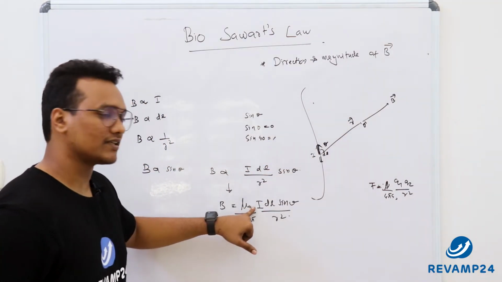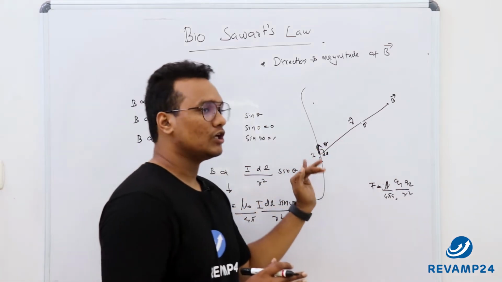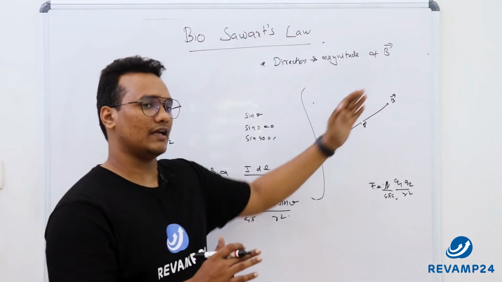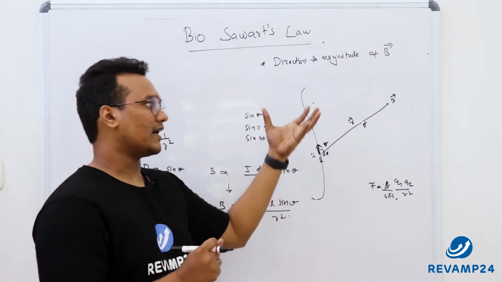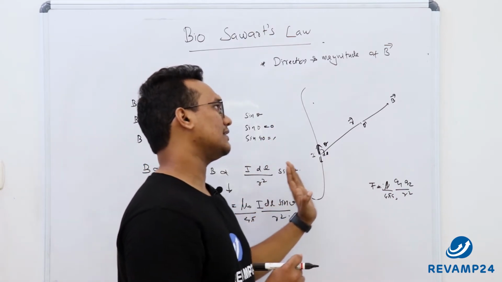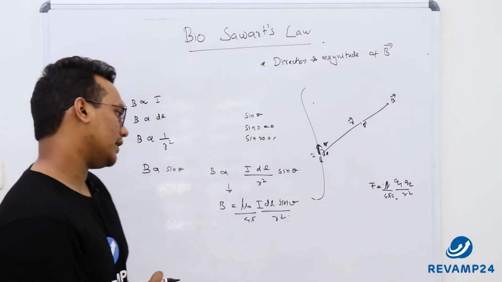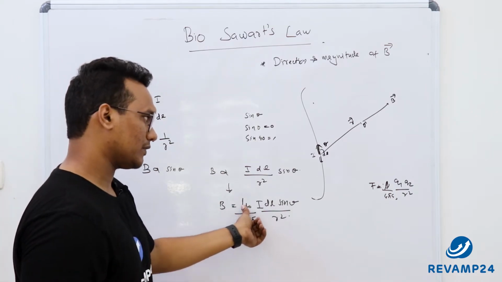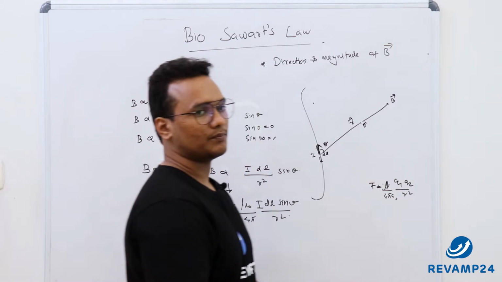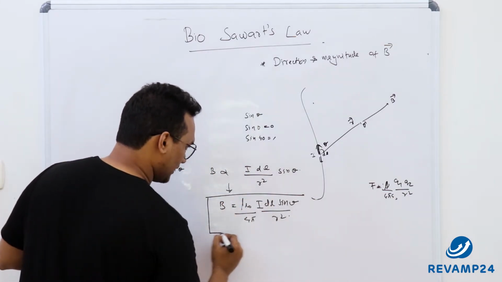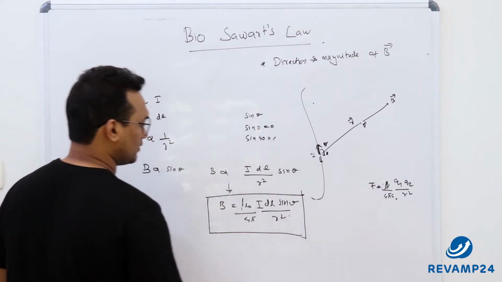Mu0 is nothing but the ability of a medium to propagate magnetic field, that is, how capable the medium is for the passage of magnetic field lines. Higher the permeability, magnetic field lines can easily pass through that medium. That is the meaning of permeability here. So mu0 is permeability, epsilon 0 is permittivity. This is the mathematical representation of Biot-Savart law.